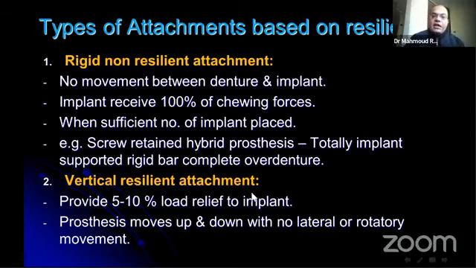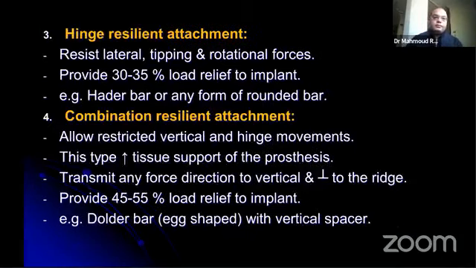Second type is vertical resilient attachment. It provides 5 to 10% load relief to the implant. The prosthesis here moves up and down with no lateral or rotatory movements, only up and down movement. Hinge resilient attachment resists lateral tipping and rotational forces, providing 30% to 35% load relief to the implant. Example for it, the Hader bar or any form of rounded bar that can give the hinge movement.